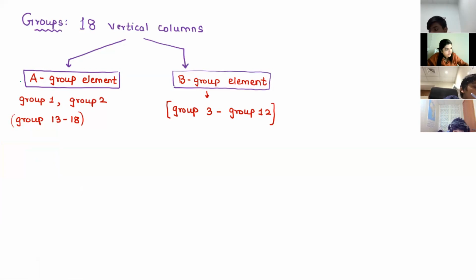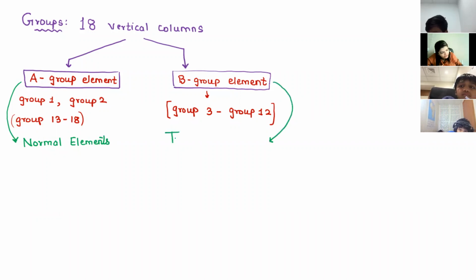One more point. A group elements are also called as normal elements. Whereas B group elements are called as transition elements. So today you have learned something new. A group elements are called as normal elements and the B group elements are called as transition elements.